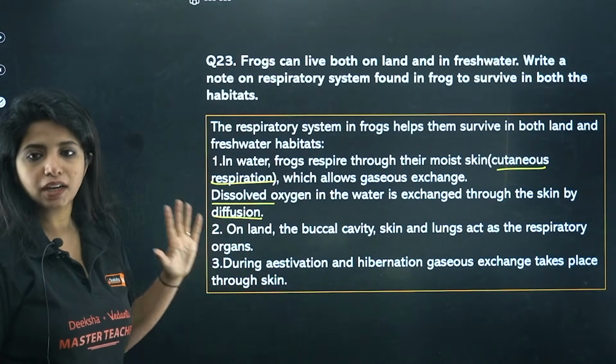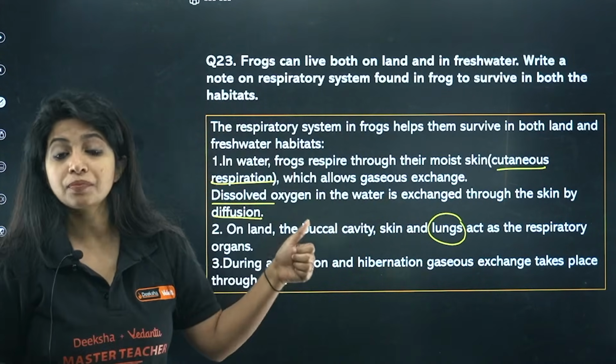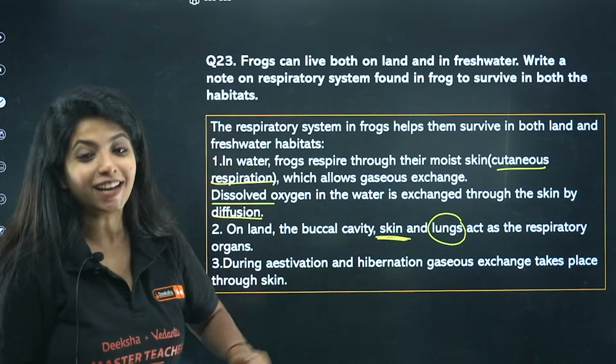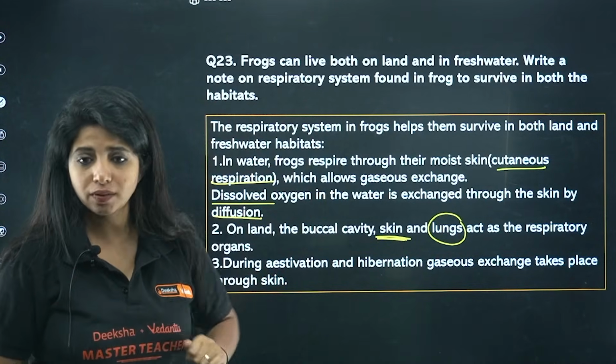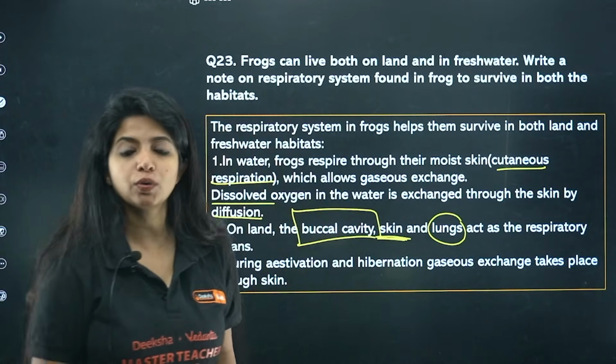Now on land things are going to be different. On land, the first thing that you can possibly remember is what? Having lungs. So yes, lungs are going to play a major role out there. Then you have the skin also, the frog skin. So frog skin also helps in respiration out there. And apart from that, there is the buccal cavity, which is also going to help in respiration.